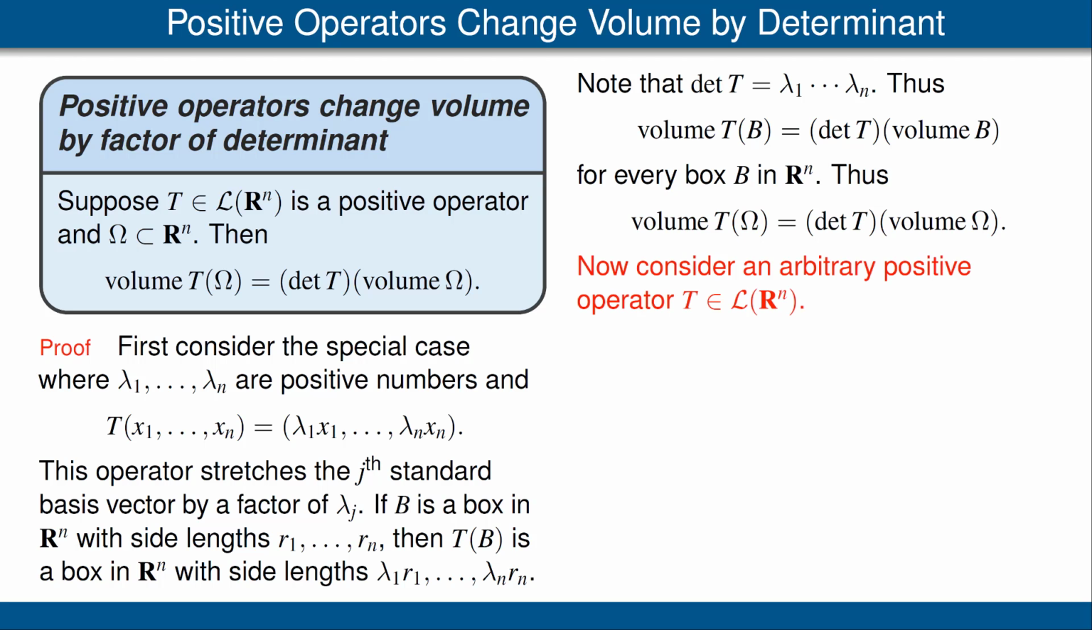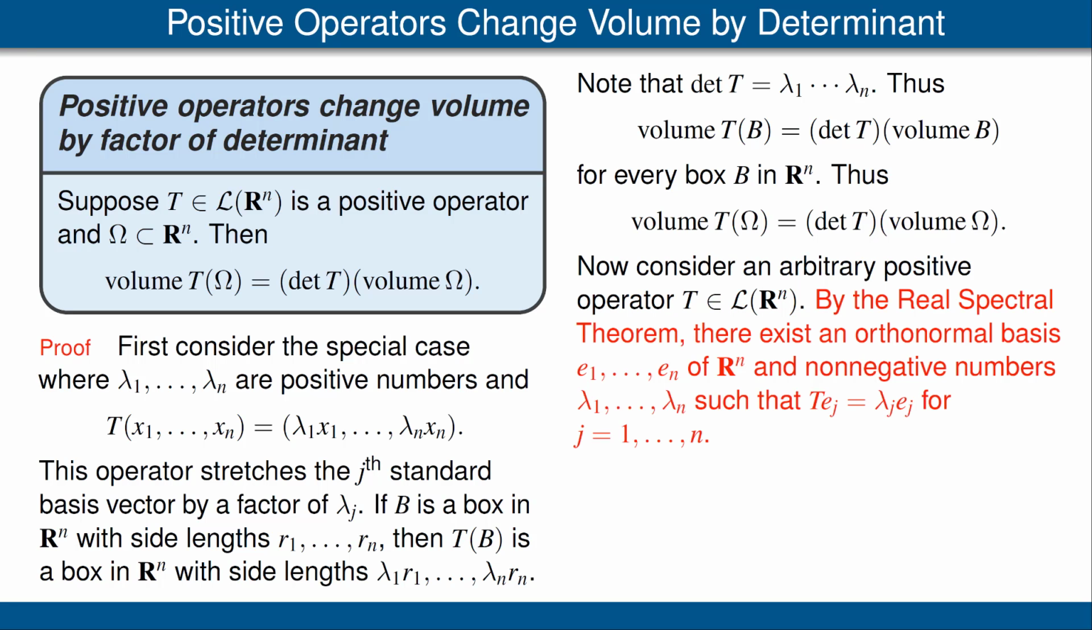Now consider the case of an arbitrary positive operator T on Rn. By the real spectral theorem, there's an orthonormal basis e1 up to en of Rn and non-negative numbers lambda 1 up to lambda n, such that T stretches the jth basis vector by a factor of lambda sub j. In the special case we considered in the first column, e1 up to en was the standard basis for Rn.